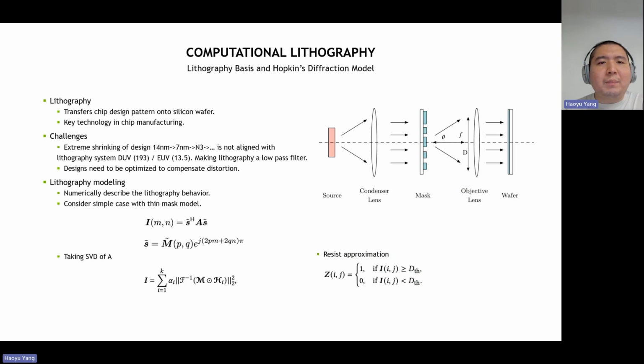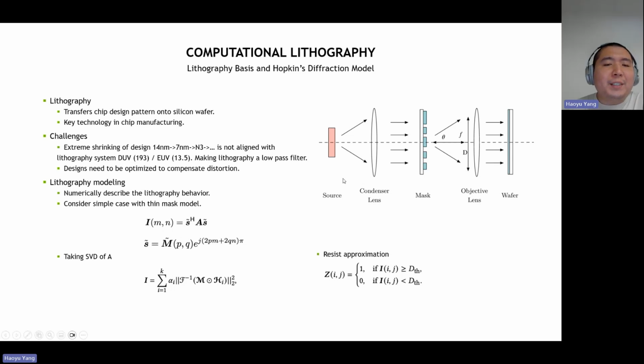First of all, we're talking about the basics of computational lithography. Basically, this is an important step that transfers chip design patterns onto the silicon wafer, which is a key technology in chip manufacturing. On the right-hand side, this figure is a sketch of the lithography system. Basically, you have the UV light source coming from the condenser lenses, projected on the mask stage, and there will be light passing through the mask shape patterns, collected by the objective lens, and finally they will be projected on the silicon wafer, forming the final design pattern.